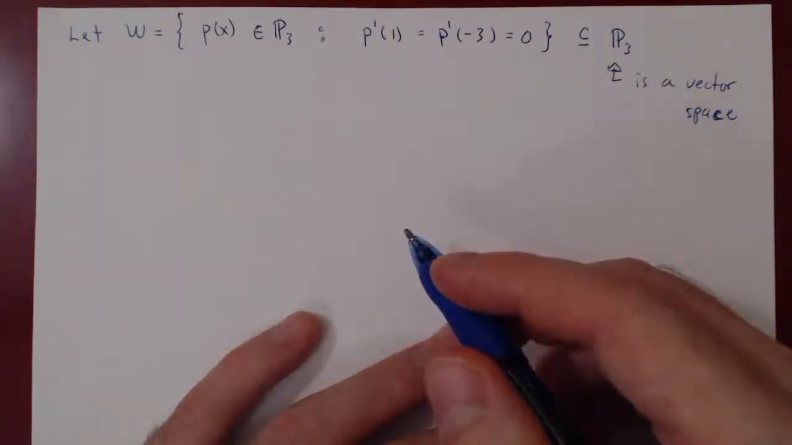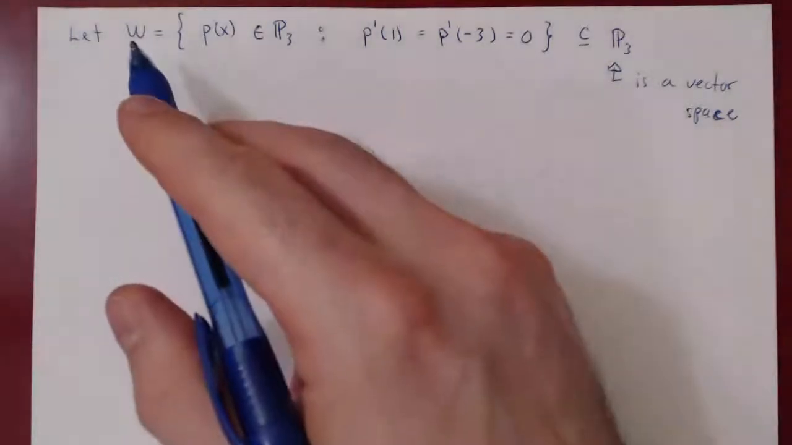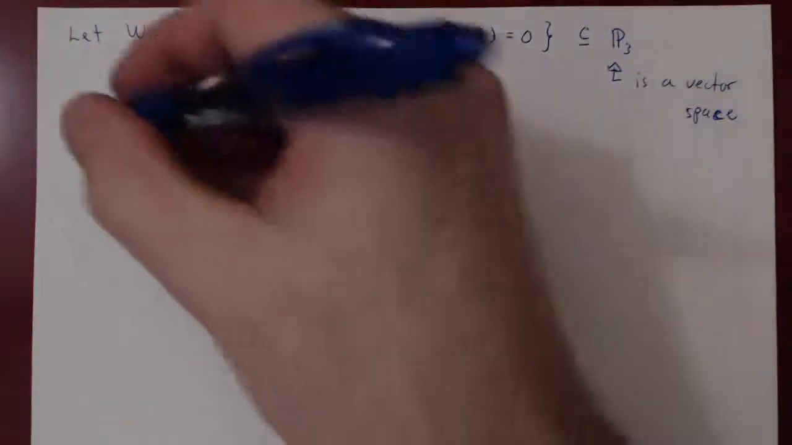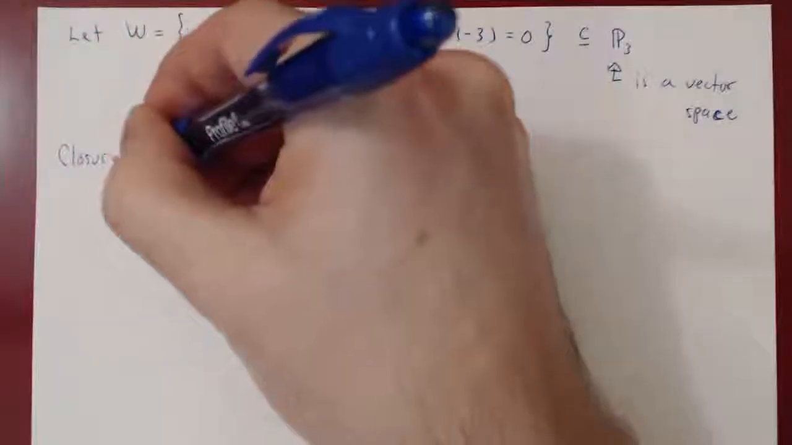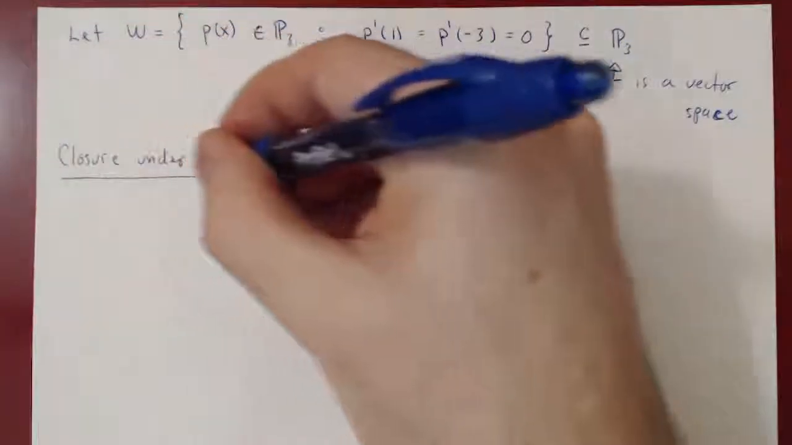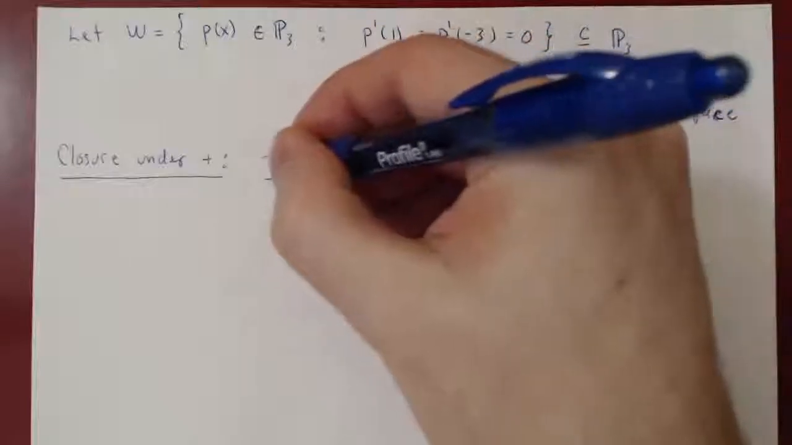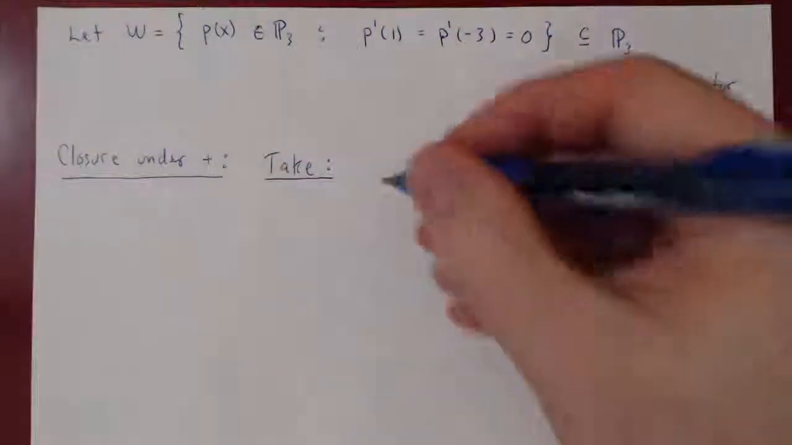So we can now use the subspace theorem. We do not have to prove that the space W satisfies all of the 10 axioms, only the 2 closure axioms. So let's check closure under addition first. So we take 2 elements in our space. The elements are polynomials. We can call them, say, p of x and q of x.